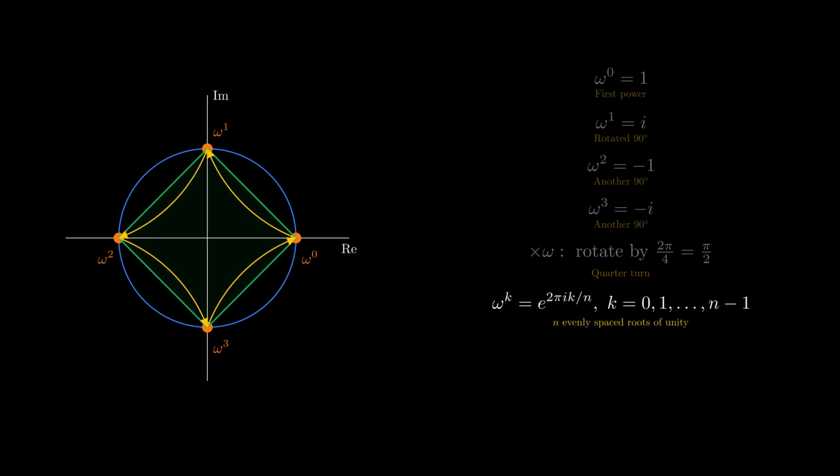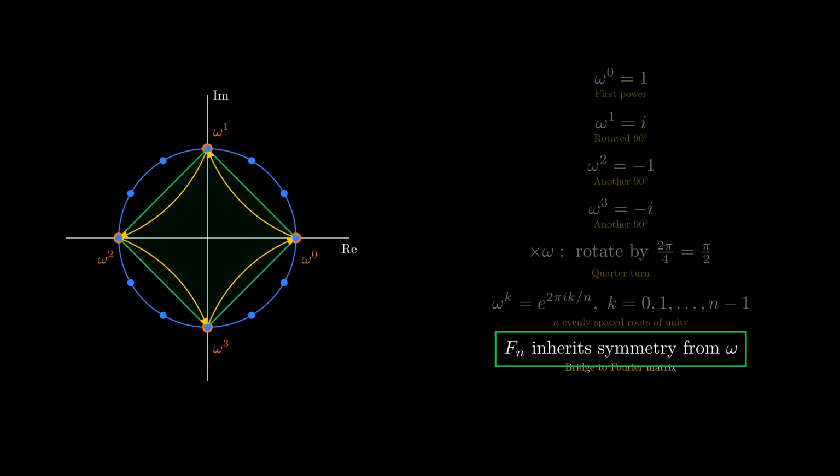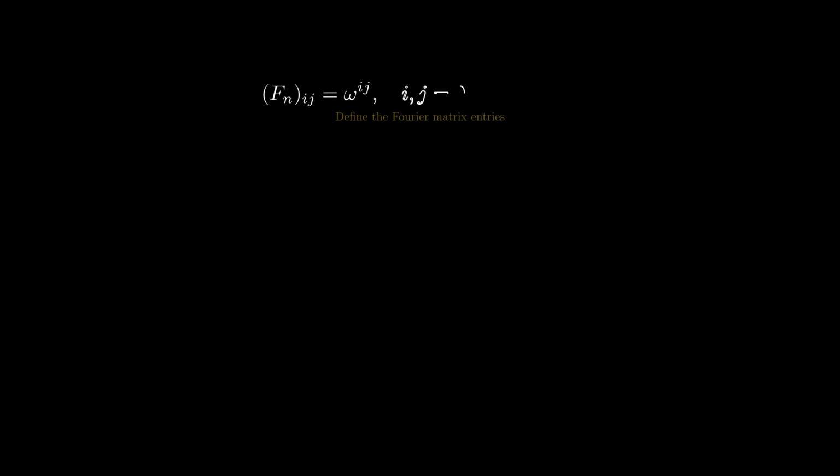For a general n, the powers of omega place n evenly spaced points around the circle. This rich rotational structure is the secret ingredient. The Fourier matrix inherits all of its symmetry from this single number omega. Now let's build the matrix.